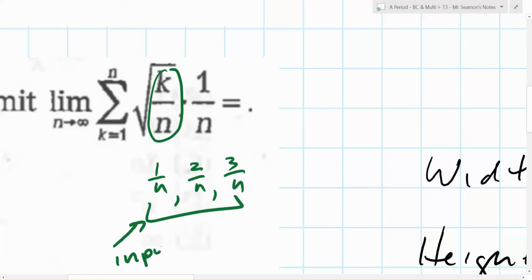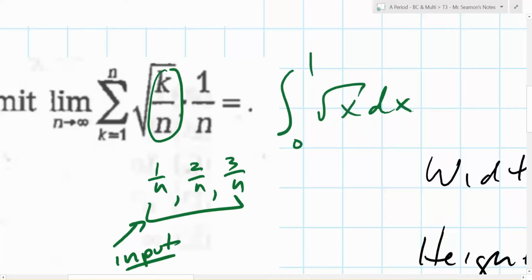Those are the input values into what function? The square root function. The only thing that isn't the input value is the square root. So all this really is the integral from 0 to 1 of the square root of x dx. That is the Riemann sum notation in limit form of the integral from 0 to 1 of the square root of x dx. That's it.